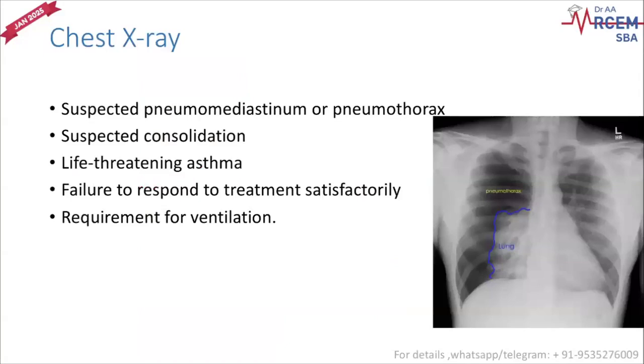You will get a chest X-ray done only if you're suspecting air in the pleural space, air in the mediastinum, or you're suspecting a pneumonia, that is consolidation is present, or it is a very severe form of asthma the patient has presented with, that is life-threatening asthma or near fatal asthma. You will go ahead and get an X-ray done.